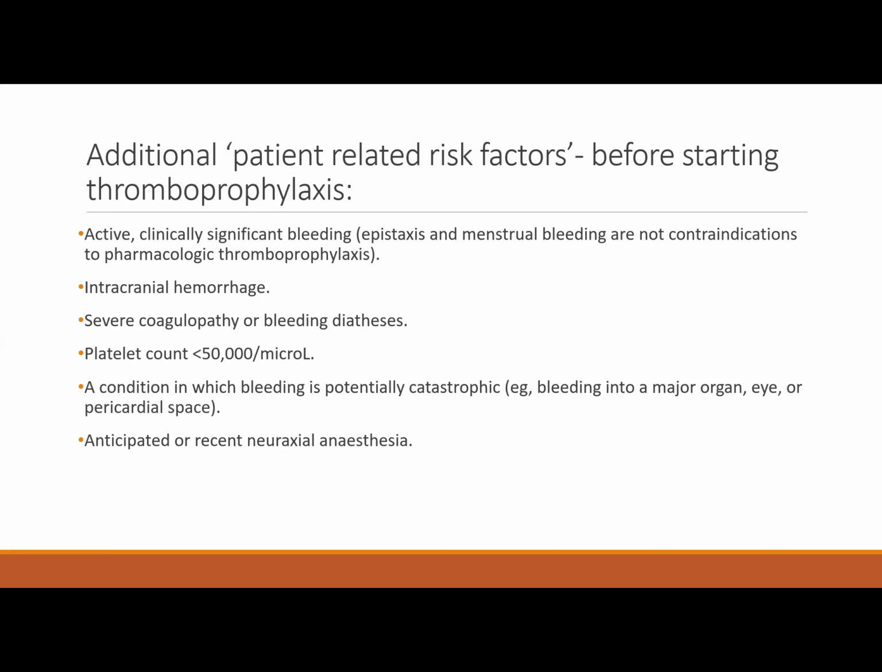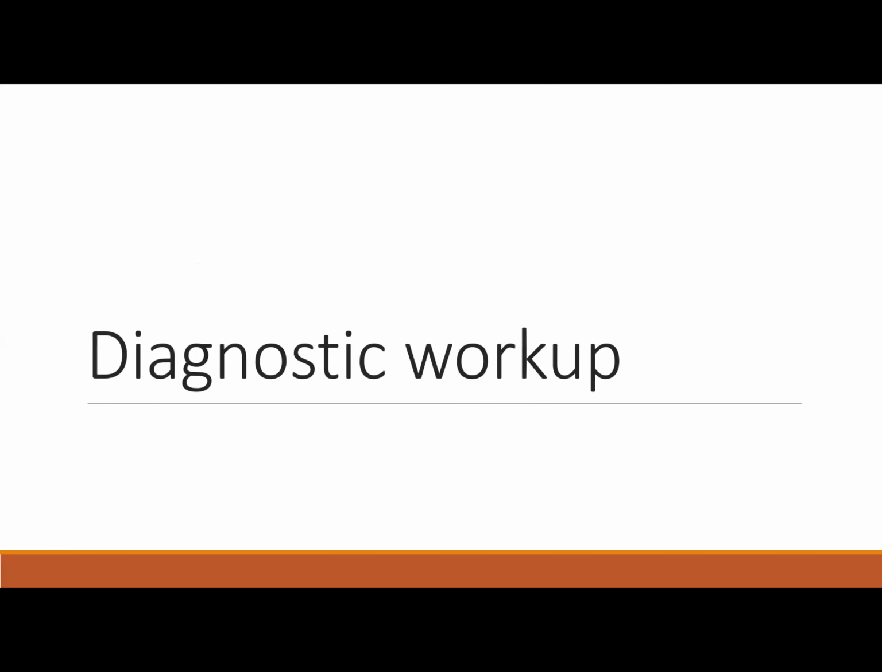We also need to know about the additional patient-related risk factors which can serve as contraindications to initiation of thromboprophylaxis, which are active and significant bleeding. Very importantly, epistaxis and menstrual bleeding are not contraindications. Intracranial hemorrhage serves as a contraindication. Severe coagulopathy and bleeding diathesis, platelet counts less than 50,000, bleeding into one of the major organ spaces, and also an anticipated or recent epidural or any neuraxial anesthesia. Now we know about the incidence, the risk assessment, and the bleeding risk.